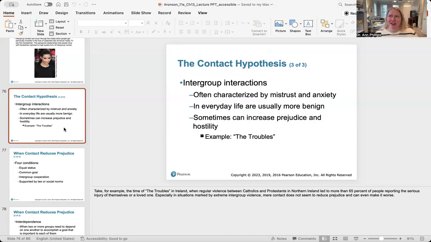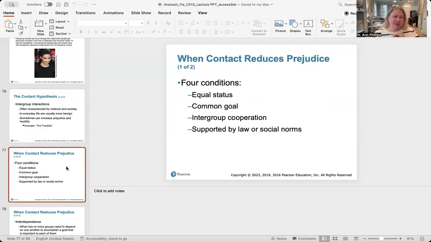Unfortunately, if the contact is not good, if people are not encouraged to actually get to know each other or have a purpose for getting to know each other, you can have mistrust and anxiety. People don't really get to know each other, and you can increase some prejudice and hostility. In order for contact to reduce prejudice, you need to get rid of this idea that one group is better than the other. That's really hard. But slowly changing social norms. Introduce people on as even a basis as possible.